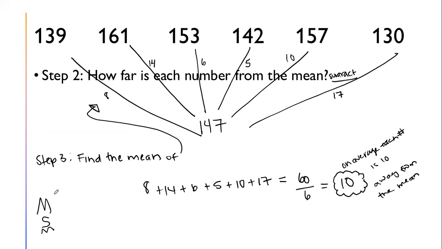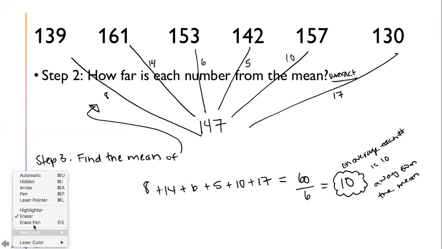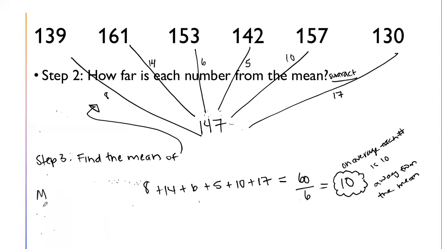Okay, MSM. Oh, it's ugly. Now I got to erase that. Hold on. MSM. First, I find the mean. Then I subtract. And then I find the mean again. These are the 3 steps. Mean, subtract, mean. Find the mean, subtract, find the mean.